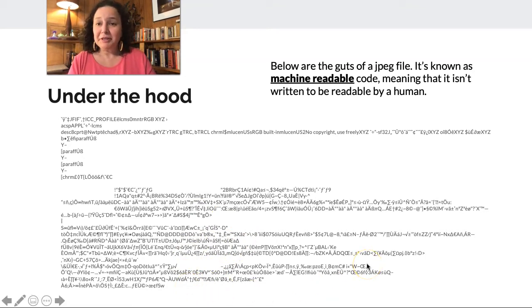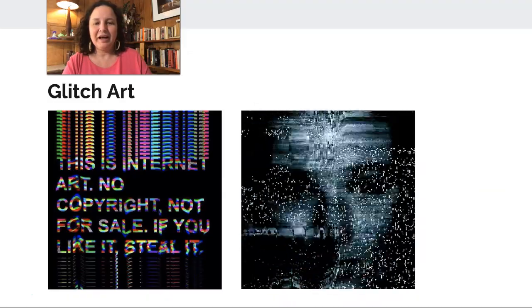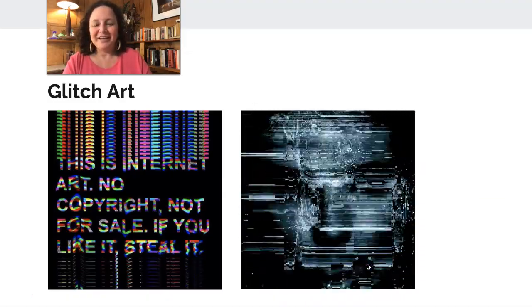So that doesn't mean that we can't do stuff with it, though. Our first assignment in this class, it's just like a warm-up assignment. I'm asking you all to make a glitched image. And so a glitched image would look something like this. These are some very advanced examples.